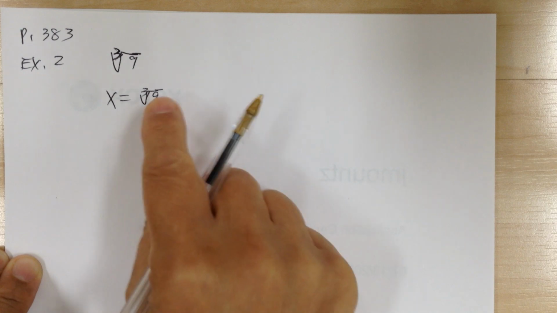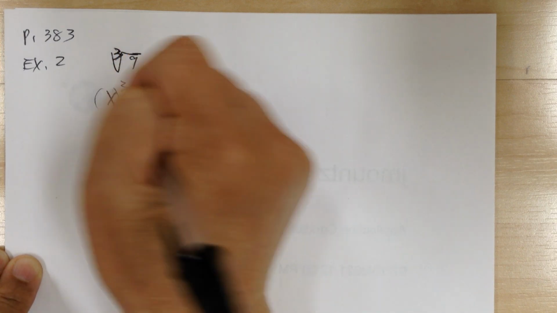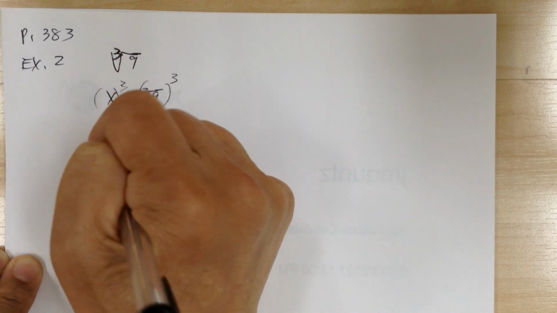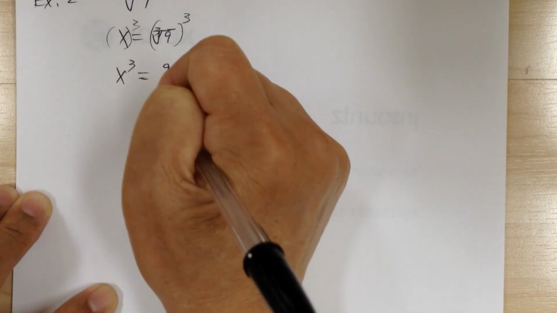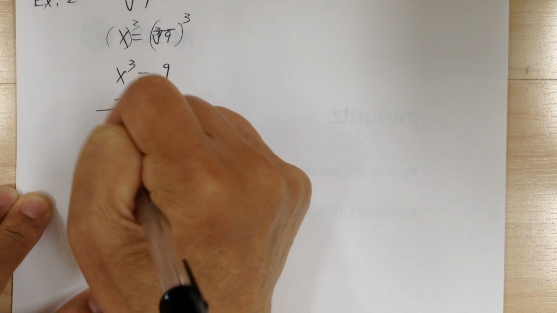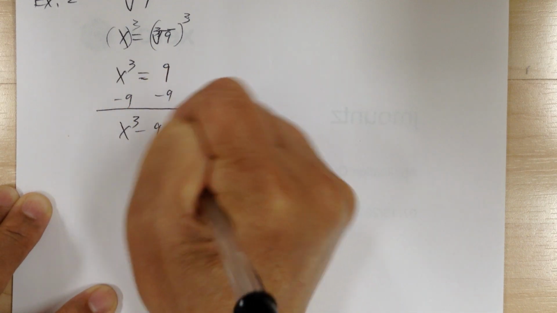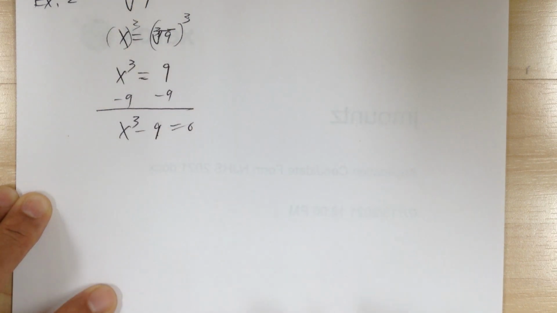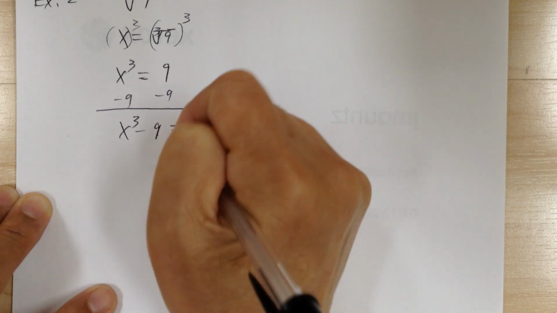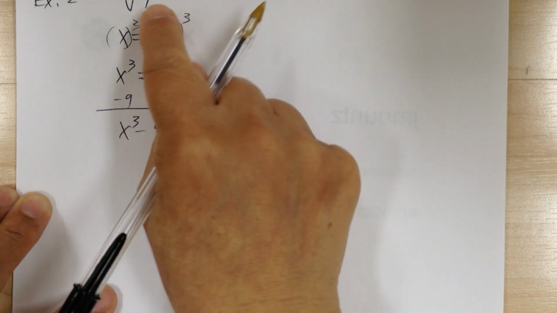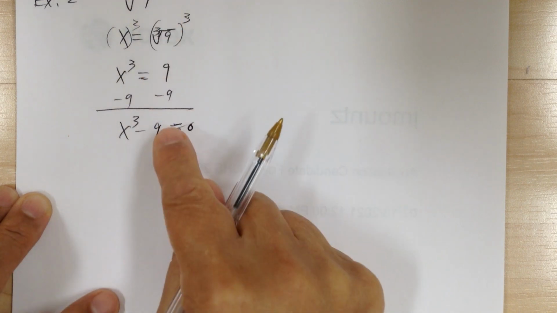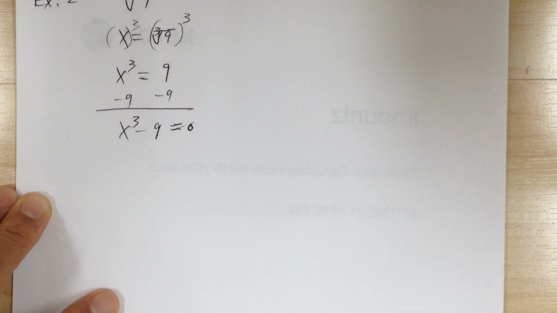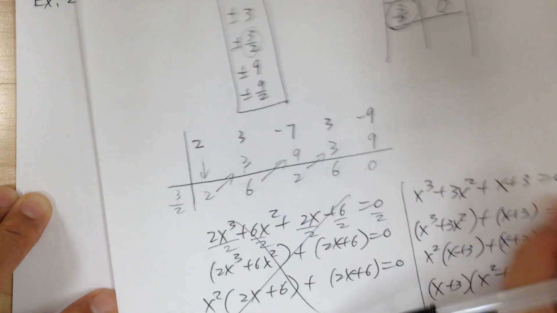Then what you want to do is cube both sides. So you got x cubed equal to 9, the cube and cube root cancel out. Okay, and then you minus 9 on both sides. So you got x cubed minus 9 equal to 0. So that's where this equation came from. Okay, and you want to show that this number is irrational. That means all the rational roots, so all these are rational roots, it's not going to work.